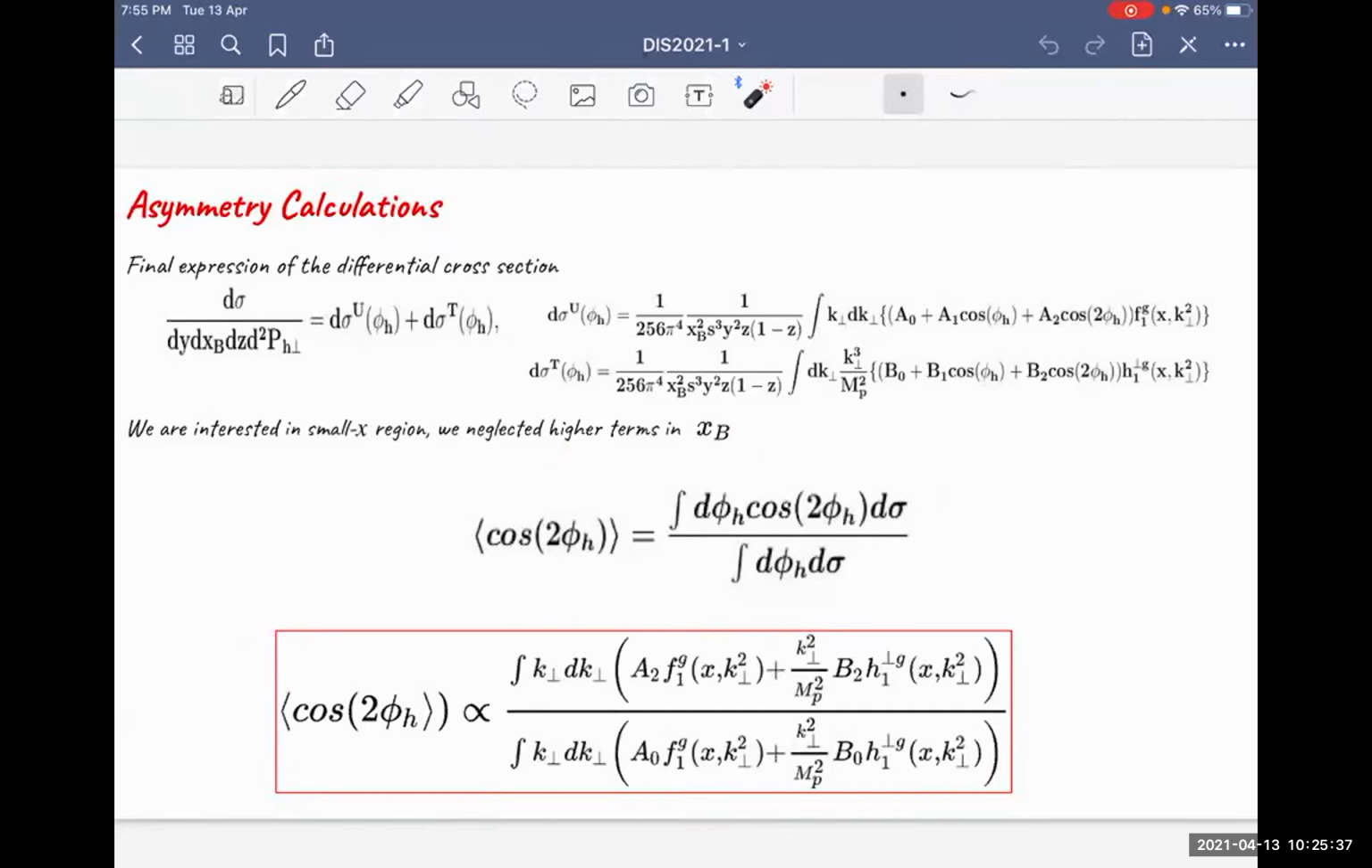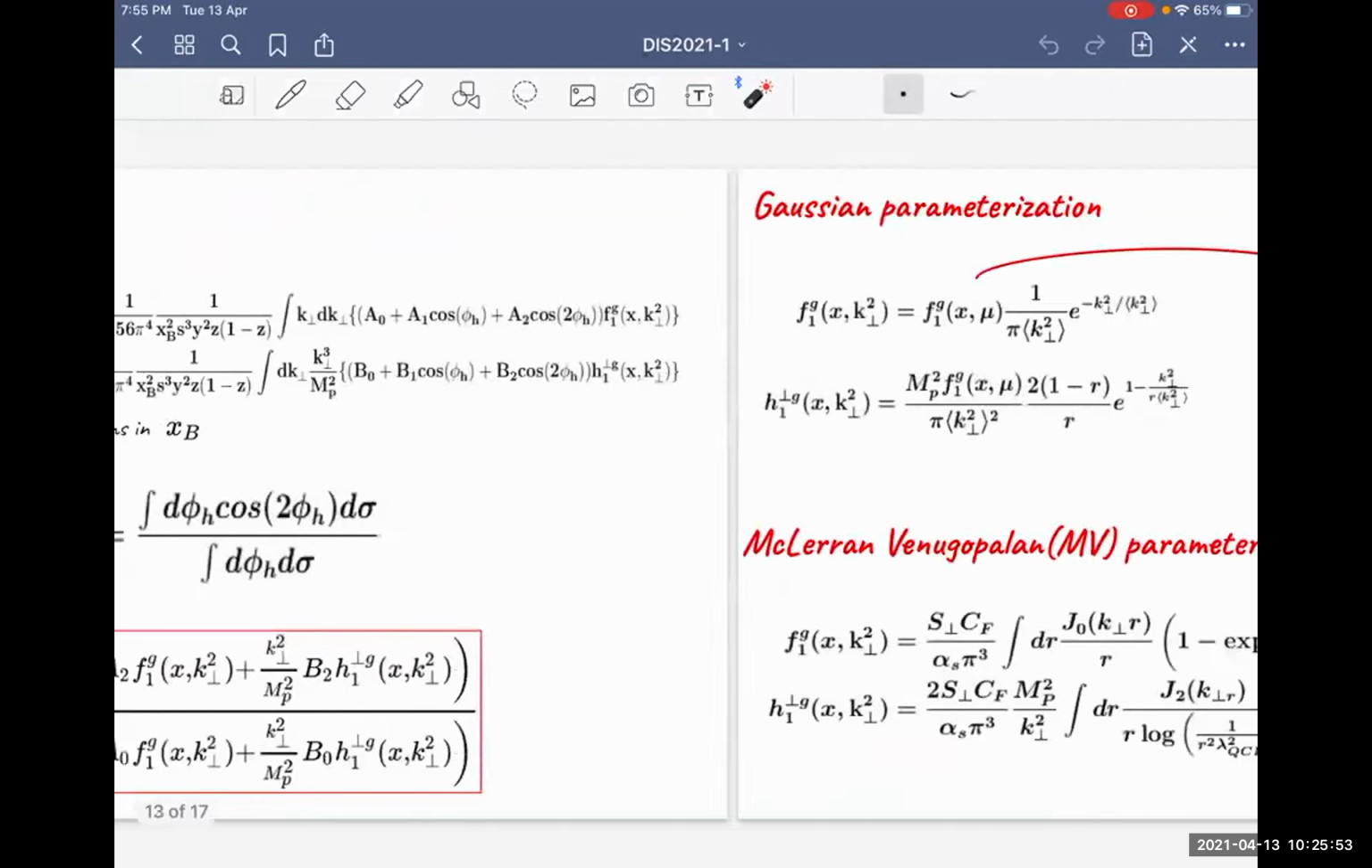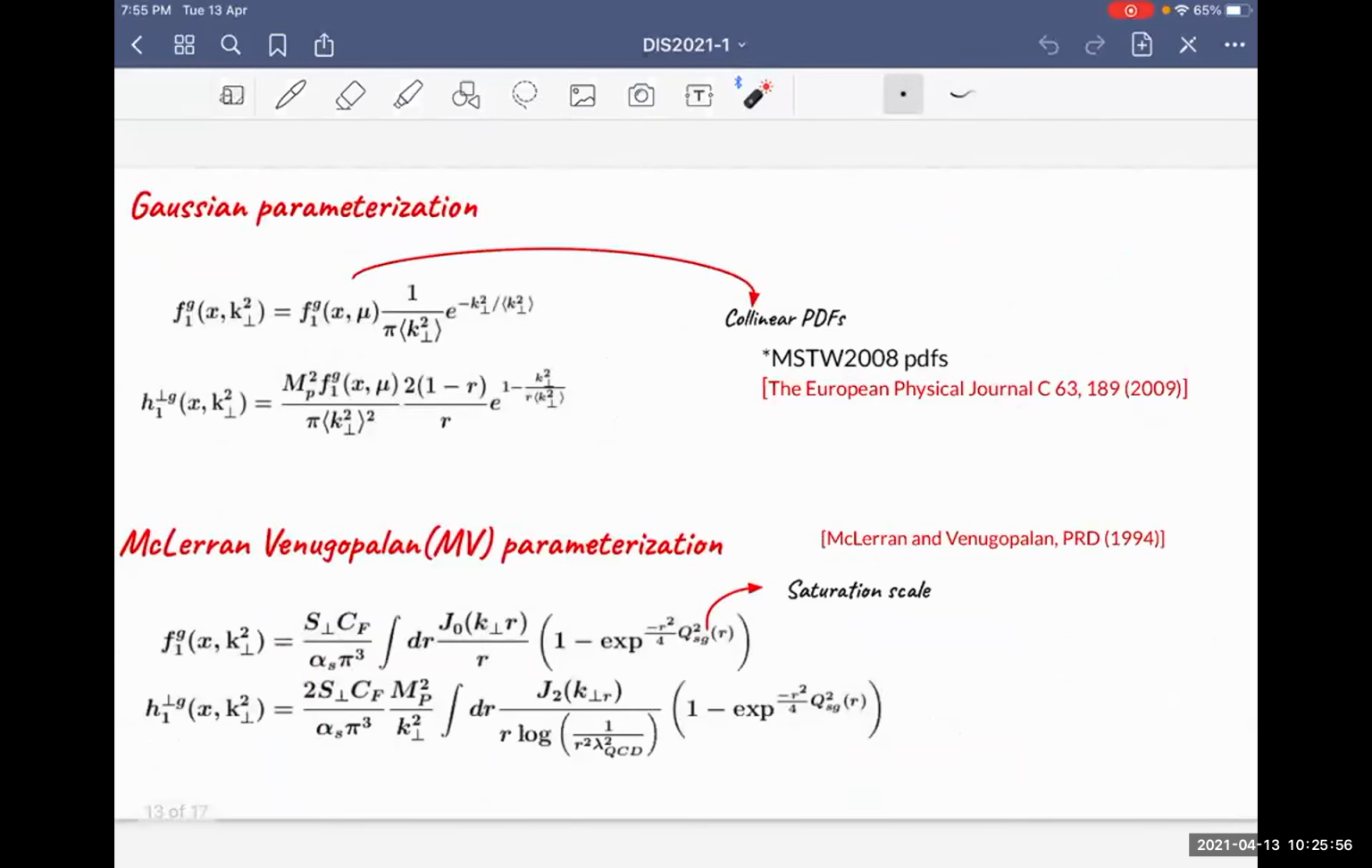As you can see here, both in the numerator as well as in the denominator, we have got these F1 and H1 terms. So we could say in our case, the result depends on the ratio of these two distribution functions. To have numerical estimates of the asymmetry, it is needed to parameterize these distribution functions. In our case, we have used two sets of parameterization: one is the Gaussian set, and another is the McLerran-Venugopalan set of parameterizations.